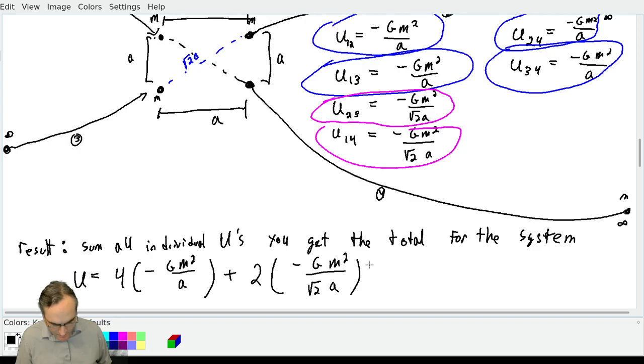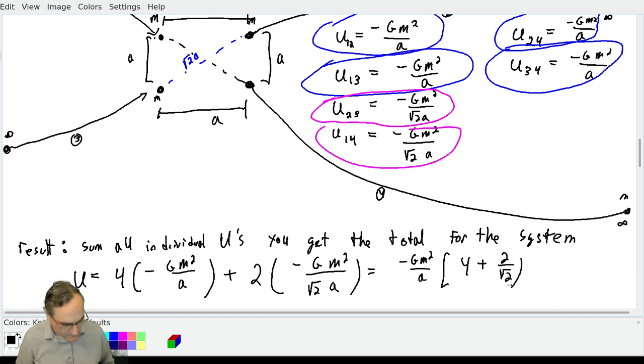And if you want to, you can try and clean this up. It doesn't clean up beautifully, I have to admit. So we could pull the minus G m squared over a out in front, and that's going to leave us with 4 plus 2 over square root 2. And again, that 2 over square root 2, you could clean that up a little bit if you wanted to. You could get the square root off the bottom, then you'd have 2 square root 2 over 2, which would basically be square root 2. How entertaining. You can play around with this a little bit, but this is pretty much what we're looking at for the answer.